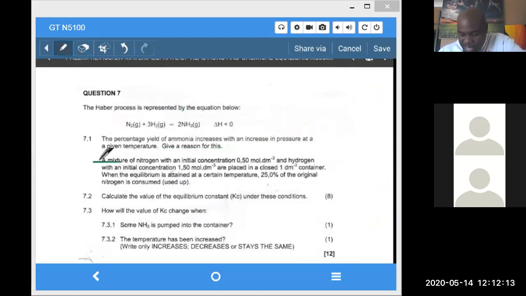A mixture of nitrogen with an initial concentration of 0.5 moles per dm cubed and hydrogen with an initial concentration of 1.5 moles per dm cubed are placed in a closed 1 liter container. When equilibrium is attained at a certain temperature, 25% of the original nitrogen is consumed or used up. Right. First of all, we need to be able to write the Kc value, which we spoke about yesterday. How do you write a Kc value?